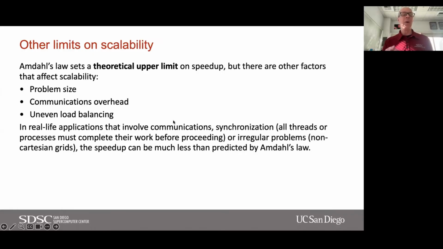All right, so Amdahl's law sets a theoretical upper limit on the speedup, but there are other things that are going to affect your scalability. There are going to be limits due to the problem size, communications overhead, and uneven load balancing. In real life applications that involve communications and synchronization, for example, where all the threads or processes must complete their work before proceeding, or irregular problems on non-Cartesian grids, the speedup can be much less than predicted by Amdahl's law.